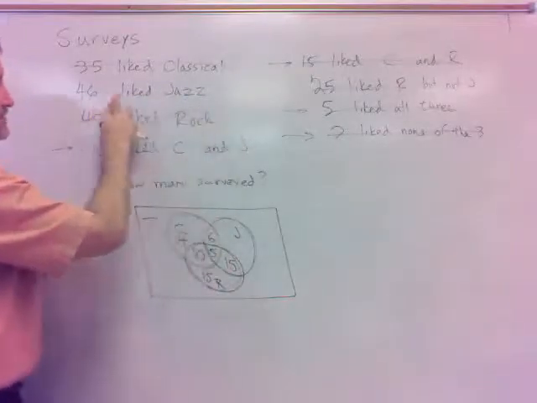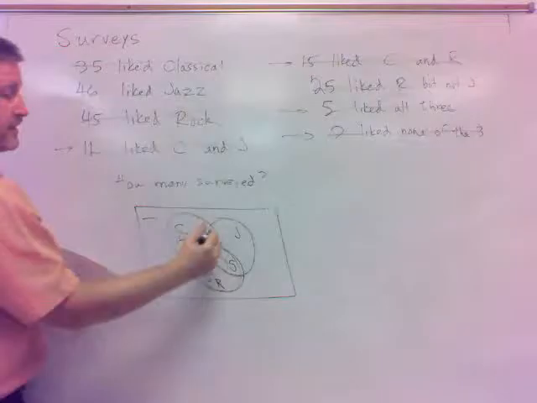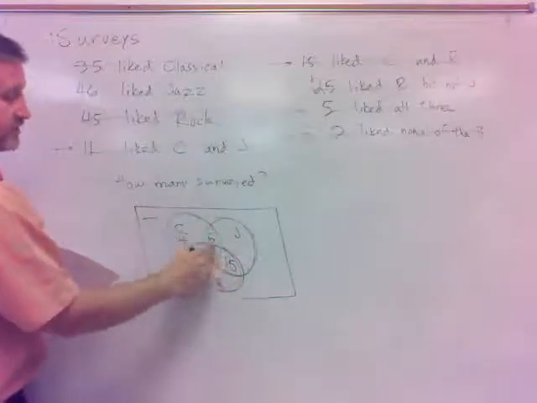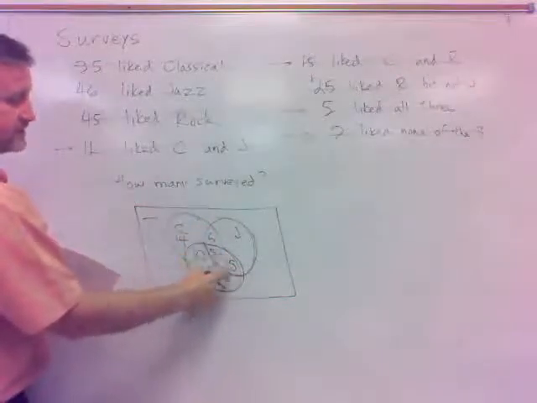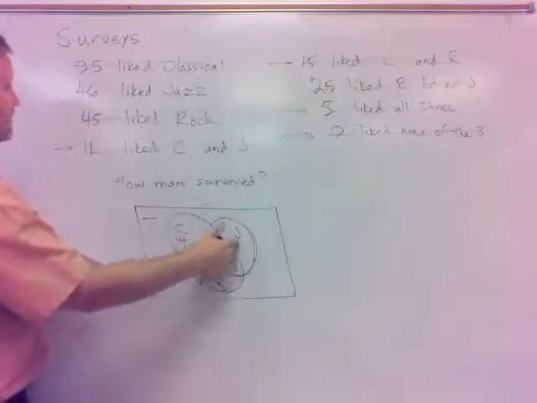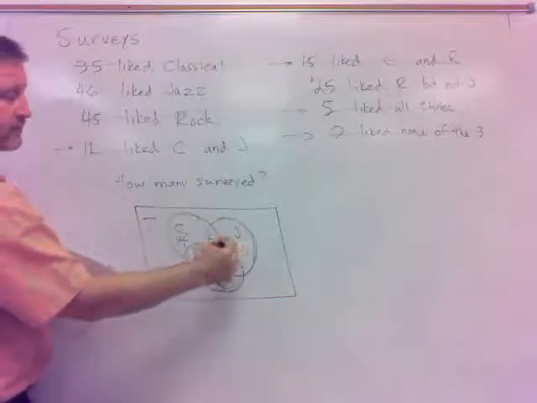Which then opens up the jazz one. Because now I have 3 of the 4. This, this, and this. That's 11. That's 26 for those 3. So that must be 20 out there.